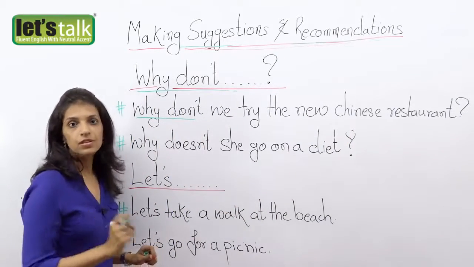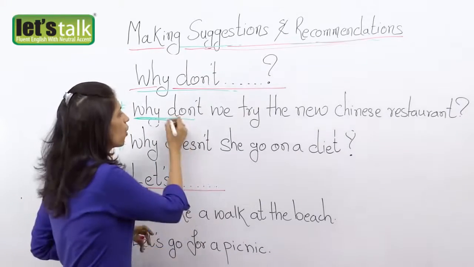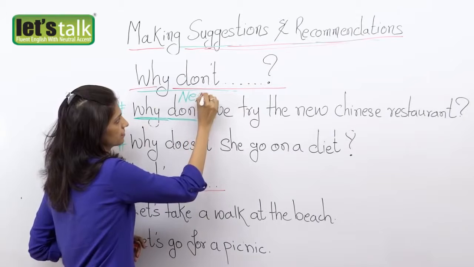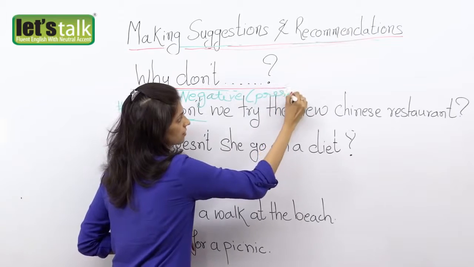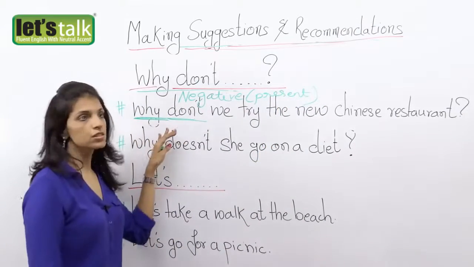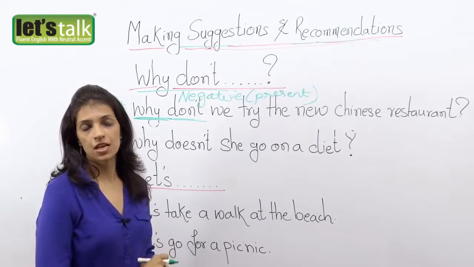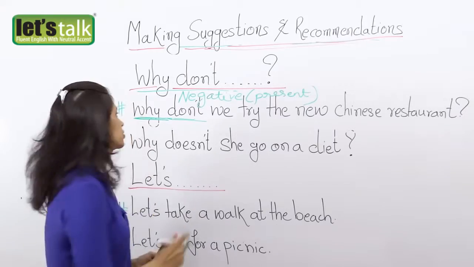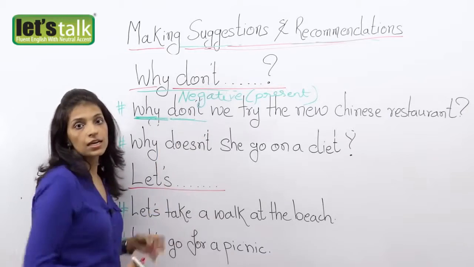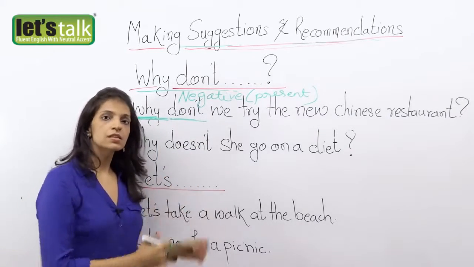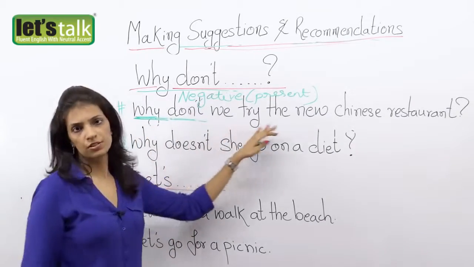Friends, this is very important. When you make a suggestion using why, please remember it is always in the negative and negative present. Okay, you cannot say why didn't we try. That means it's past and you're asking a question, you're not making a suggestion. So whenever you make a suggestion or a recommendation starting with why, remember it always goes in the negative. Unlike how about and what about that we just learned earlier, it does not go in the negative, but with why, you always say why don't we try the new Chinese restaurant.